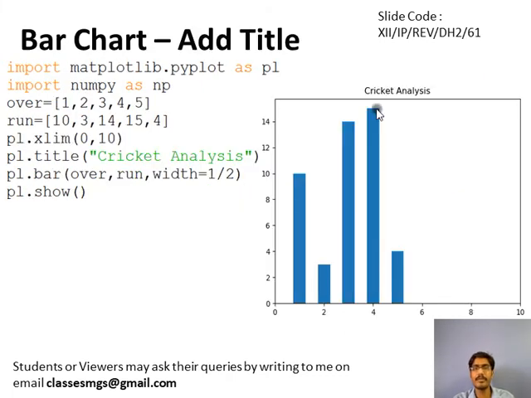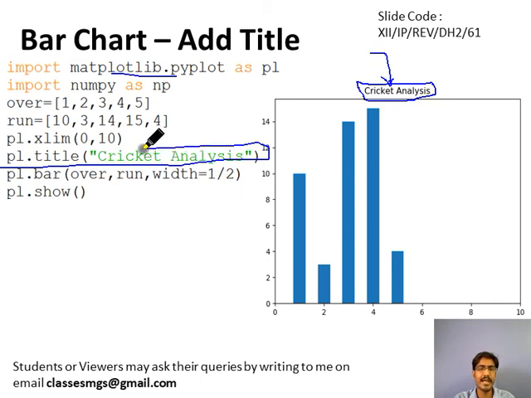We will see how we can add a title to a chart, which is displayed on the top of the chart. The question will be asked: how to write the equivalent Python statement to add the title Cricket Analysis on this bar chart. Then you will write it like this. So this line will add the title. The plt.title method is basically used to add the title on any graph. Other data will be similar, overs and runs.